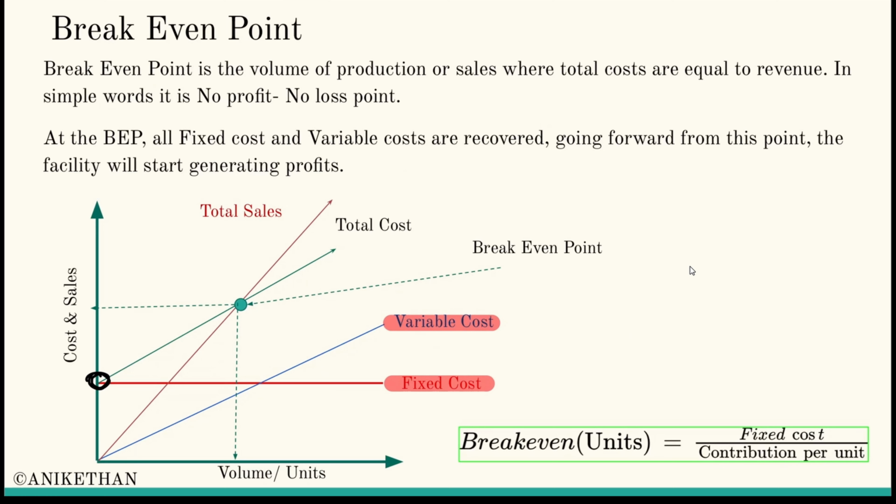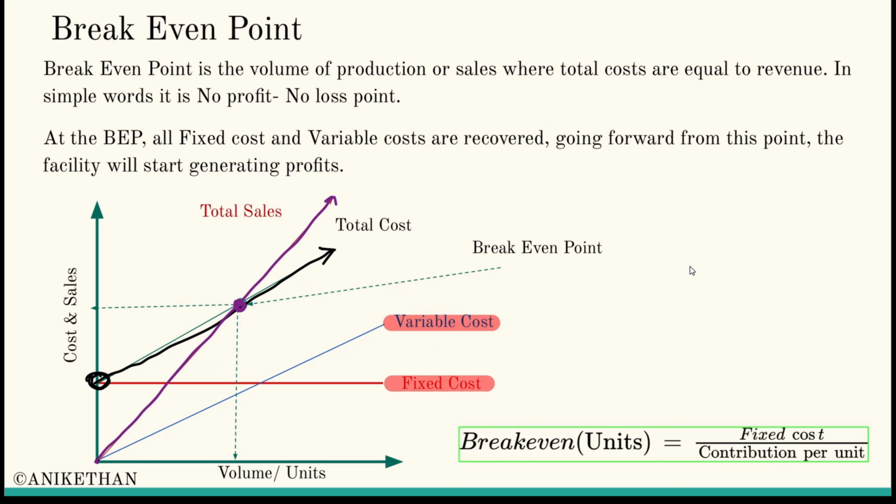And as the volume increases from this point, the total cost rises in this fashion, parallel to variable cost. So this is the total cost. Similarly, when I draw a total sales line, it starts from 0 and goes up in this fashion. So at some point these two intersect. This point is called the break-even point.